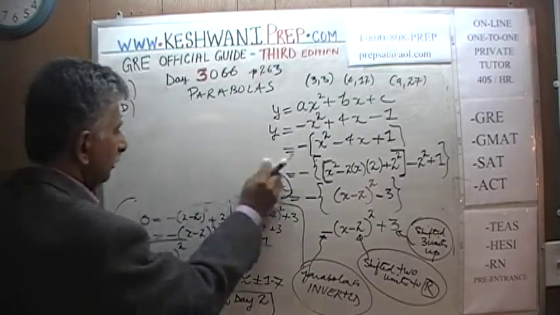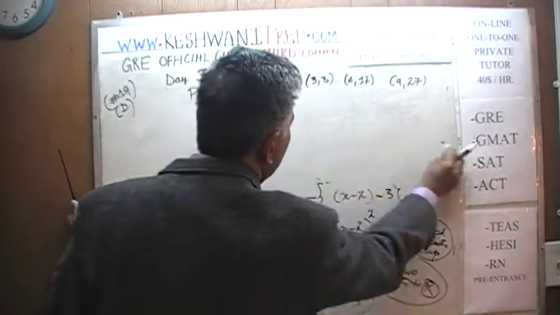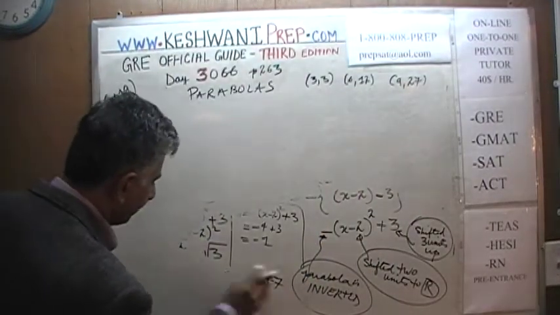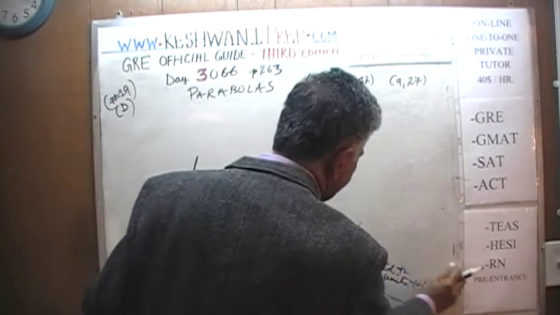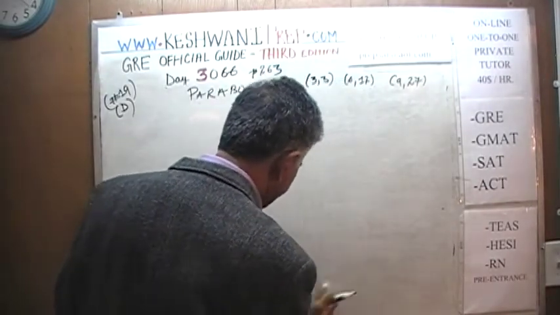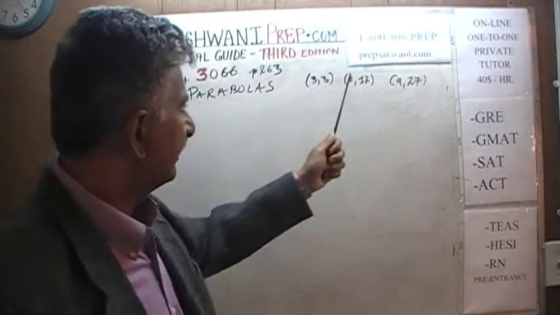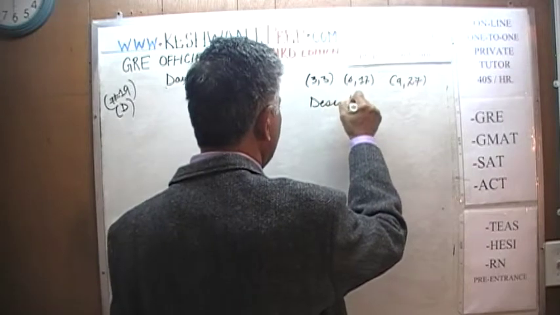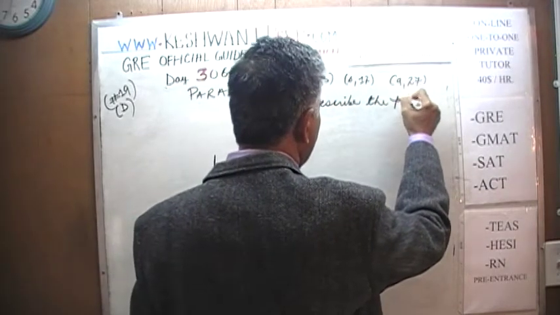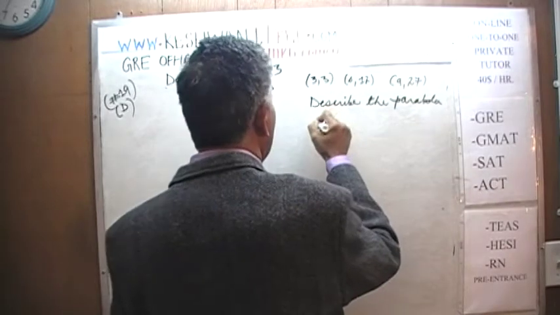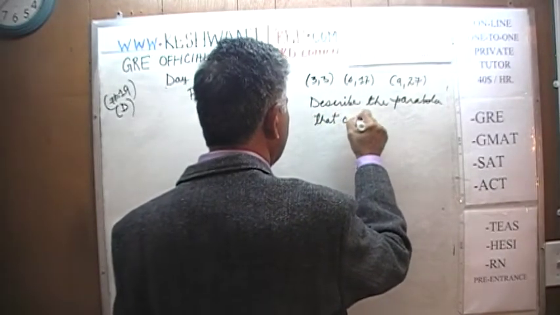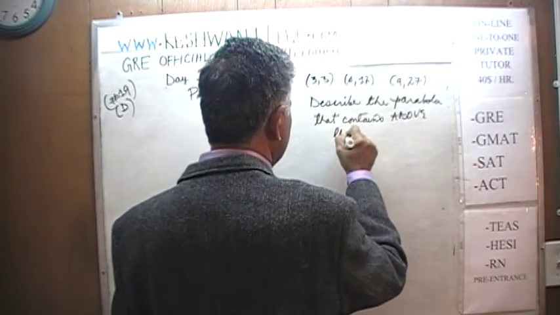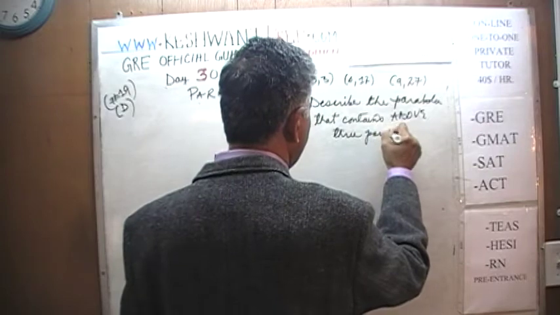We are told that we have a parabola that goes through these three points. So the question is this. It says, describe the parabola that contains the above three points. That's all.